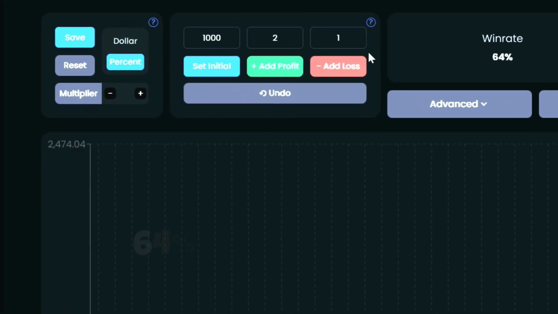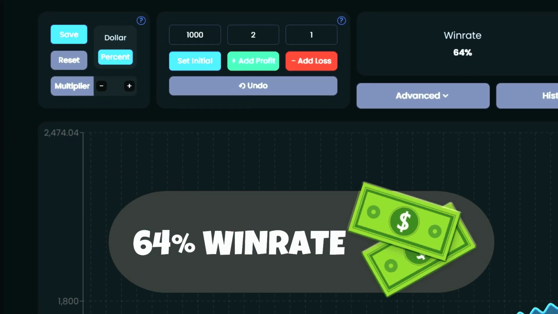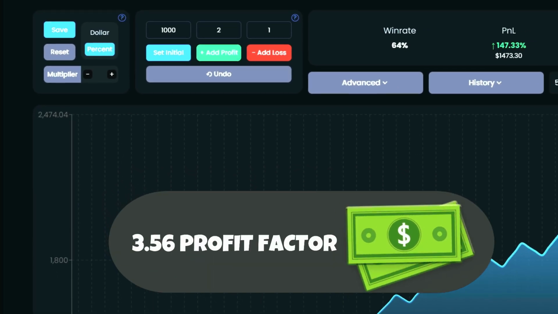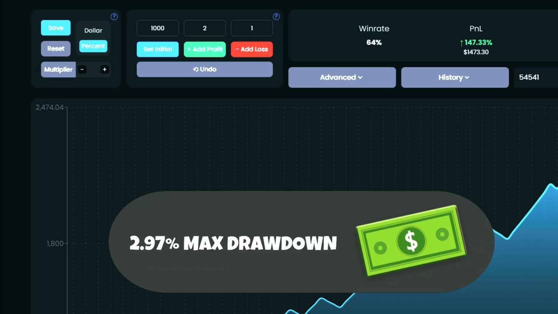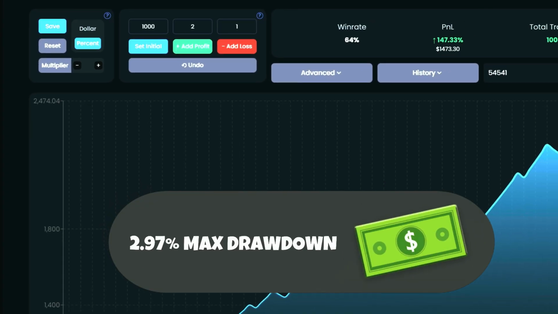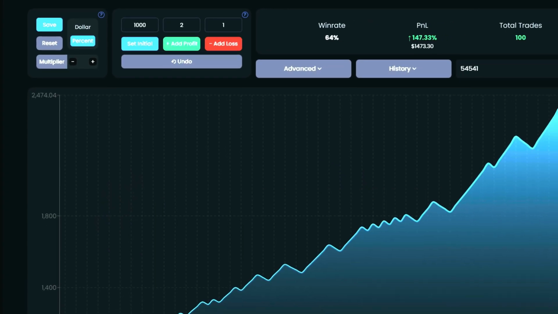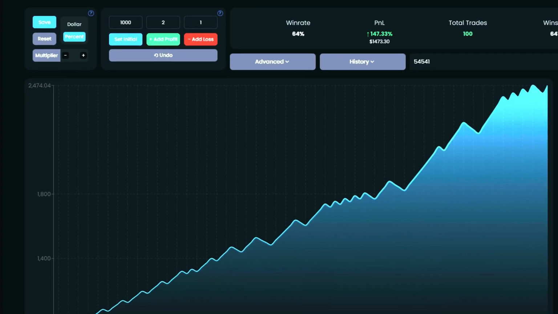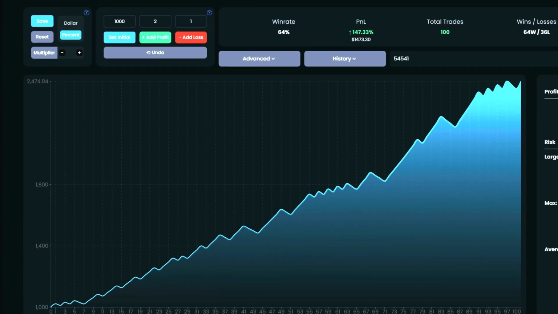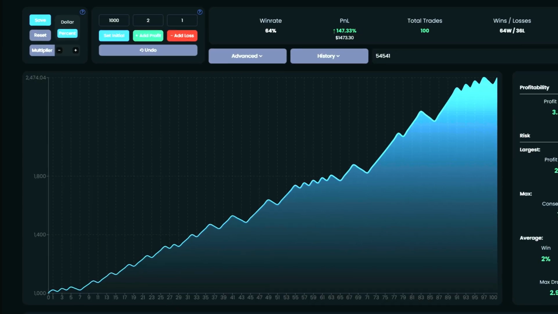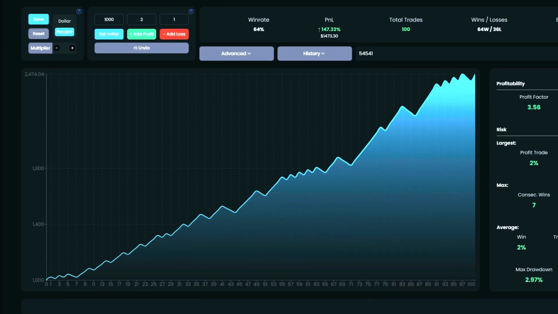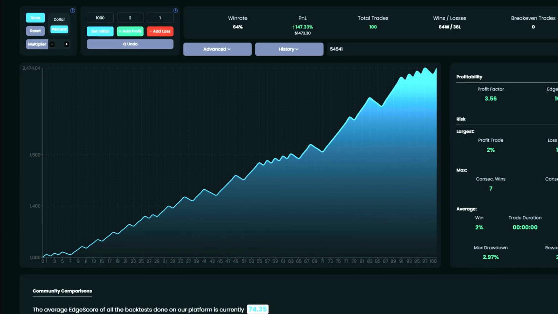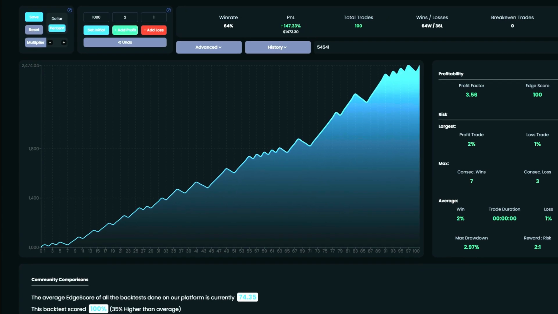And the results were a 64% win rate, a profit factor of 3.56, which is exceptional, and critically, a max drawdown of only 2.97%. This last number is arguably the most important, as it speaks for the strategy's stability and its ability to protect your capital from catastrophic losses. These are not just vanity metrics, they are the statistical proof of an edge. Let's build this strategy from the ground up so you understand why it works.